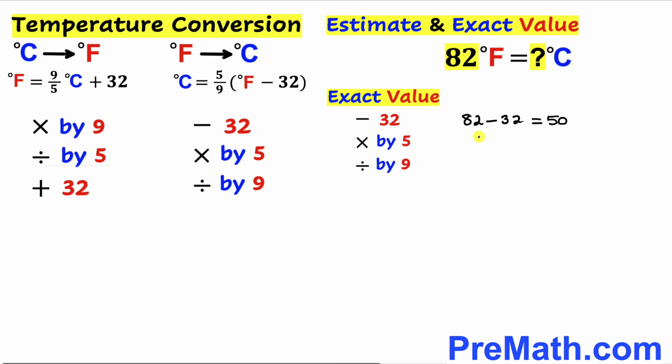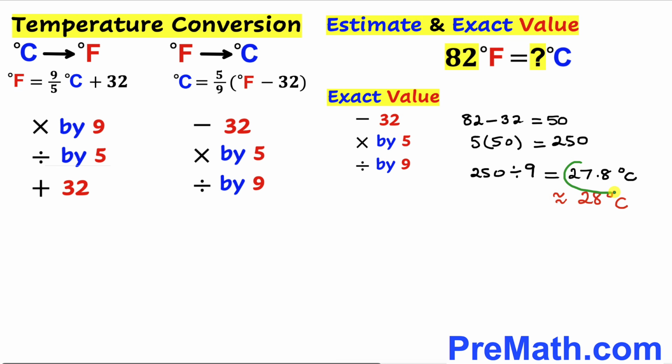And now I'm going to multiply 5 with 50, that is going to give us 250. And now whatever number we got, 250, I'm going to divide by 9. We are going to get the value 27.8 degrees Celsius. And that's going to be approximately equal to 28 degrees Celsius as well. So thus the exact value of 82 degrees Fahrenheit turns out to be equal to 28 degrees Celsius. And now let's make an observation. We can see this is 82 degrees and this is 28. And they are our magic numbers as well.